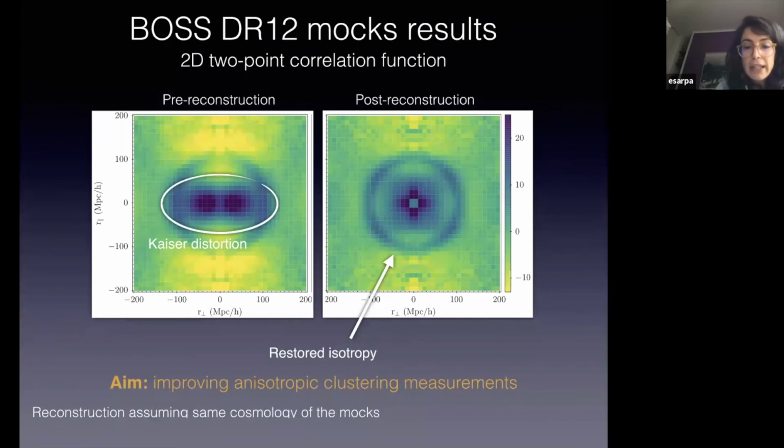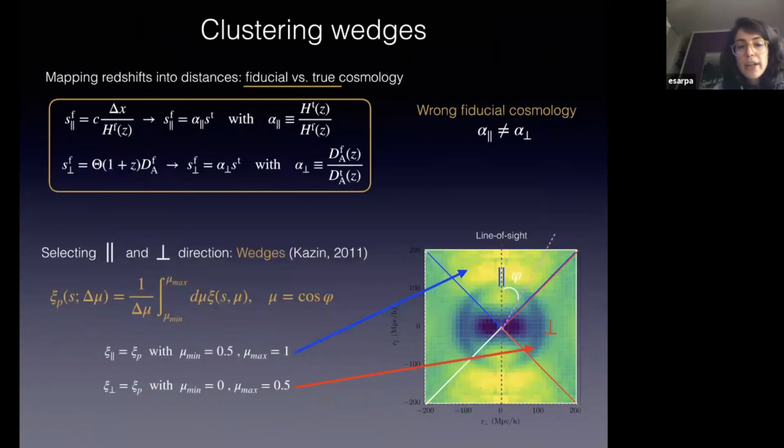But let's see how we can do this quantitatively. To break the degeneracy between the Hubble parameter and the angular diameter distance, we decided to isolate the information of the clustering along the line of sight and perpendicular to the line of sight, and we did so by measuring the clustering wedges. Then the difference between the fiducial values of our cosmological parameters and the true values is going to be parameterized by the alpha parallel and alpha perpendicular parameters.